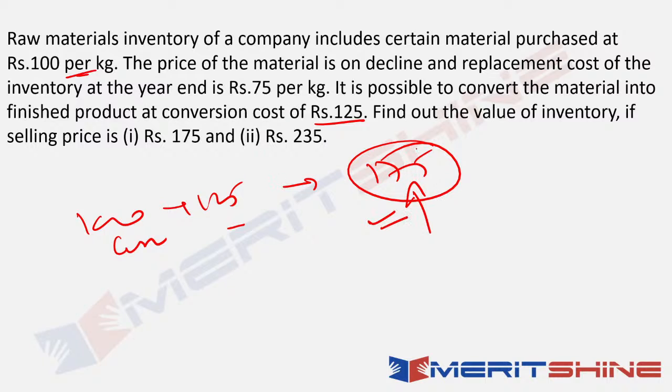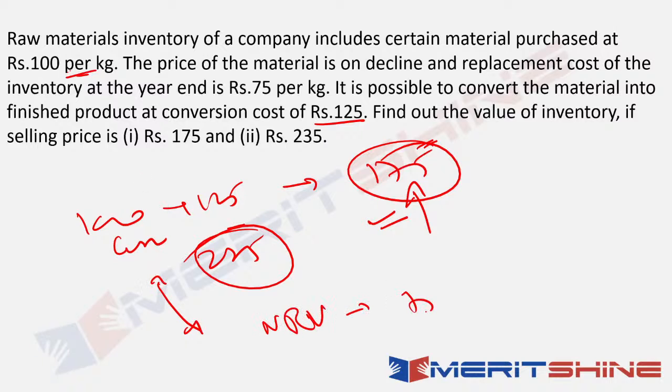Why? Because I'll be gaining only 175, but my actual cost has gone up to 225. So it is prudent for me to write down my inventories below this. Now the net realizable value here will be only 75, and that is what I will take from the option of cost versus NRV. And this happens when my final good is not giving me profit.